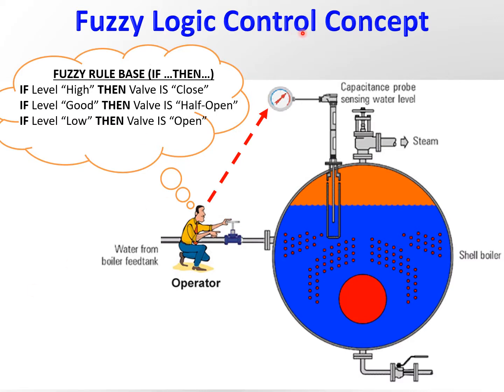Okay. Basically, the fuzzy logic control concept again comes from the fuzzy rule base. For example, in this case, operating a boiler and trying to control the water from the boiler feed tank. So it's how the operator is going to think. If the level is high, then the valve should be closed. If the level is okay, I call it good, these are linguistic values, then the valve is half open. If the level is low, then the valve is open. So these are the fuzzy logic linguistic rules that we, as normal human beings, think, and this is how we're going to design our fuzzy logic system.